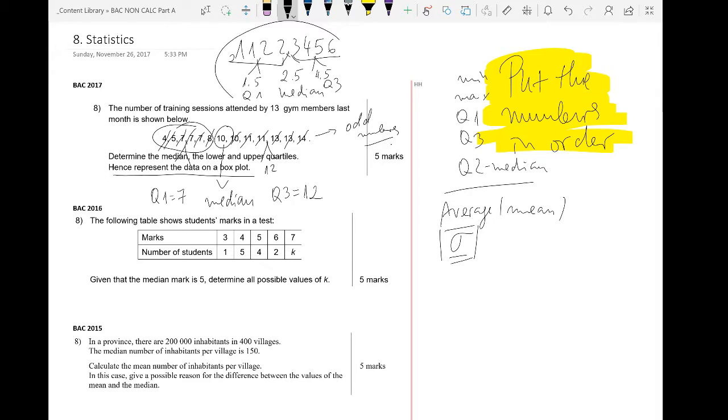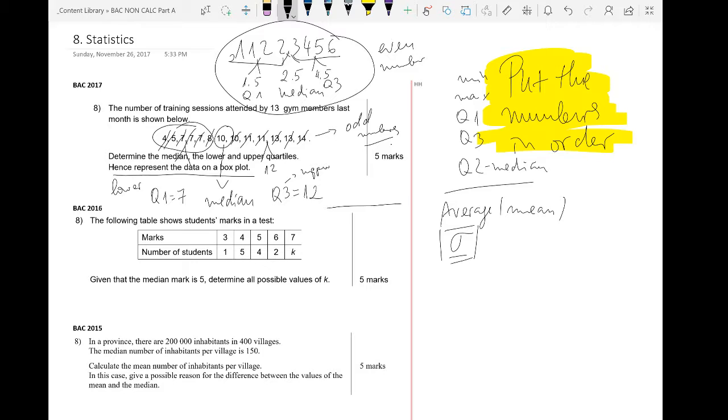This is an example when we have even number of numbers. We have 8 numbers here. Here we have 13 numbers. That makes the difference. And then when we have the median, the lower, this is the lower quartile, lower is Q1, Q3 is the upper. Then we can represent the data on a box plot.